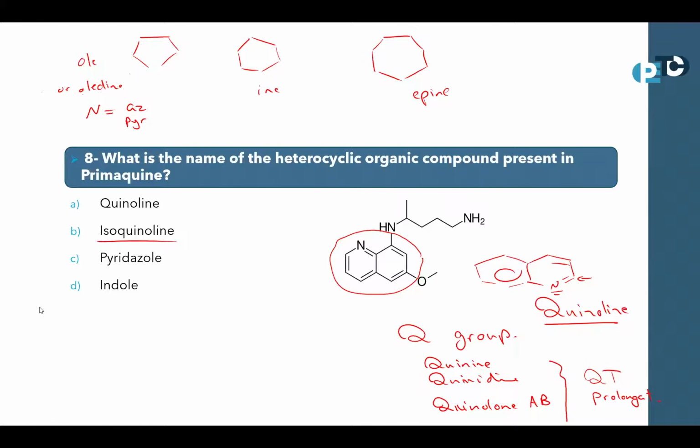Okay, if we have oxygen, it will be ox. Or sulfur, it will be thi. So if we have oxygen and nitrogen, they will call it oxaz. If we have nitrogen and sulfur, thiaz.